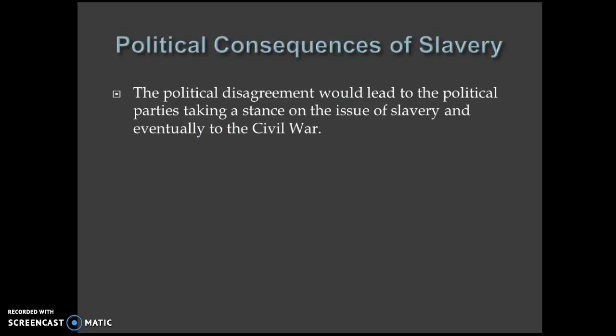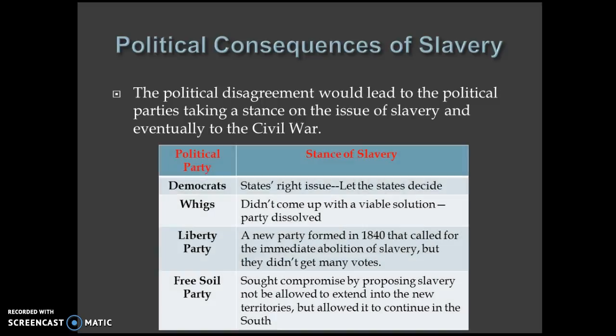So let's quickly here look at the political consequences of slavery. So of course, all this political disagreement would lead to political parties taking a stance on the issue of slavery, and eventually going to have a stance on the Civil War. So let's look at a couple of these political parties in the United States right before the Civil War.